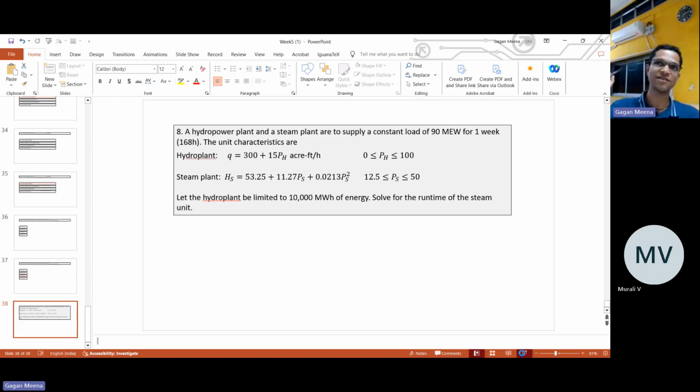Similarly, Brazil is also another country because of the Amazon River. Its Amazon basin spans Brazil. A significant portion of Brazil is covered by the Amazon River, so they have a lot of hydropower. Around 60 to 70% of their generation comes from hydro.